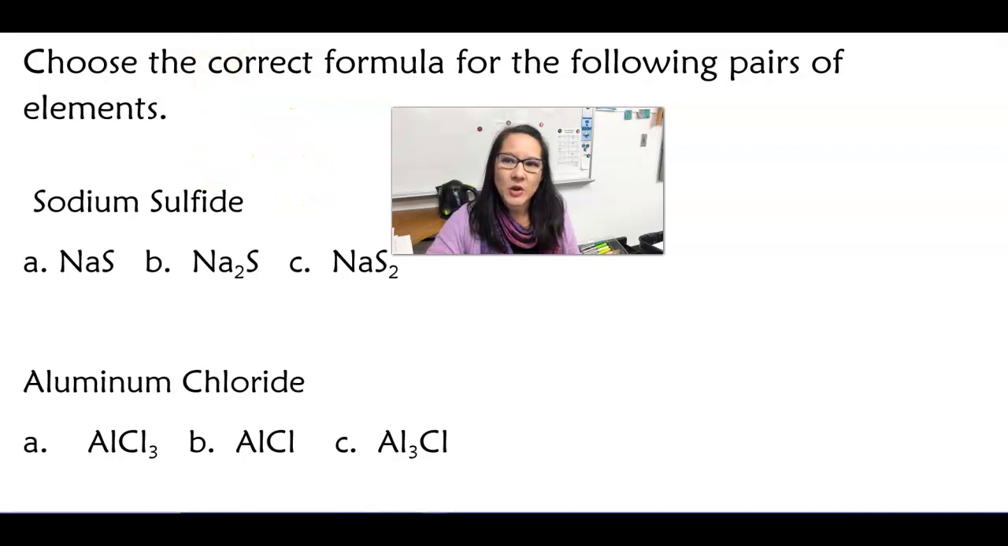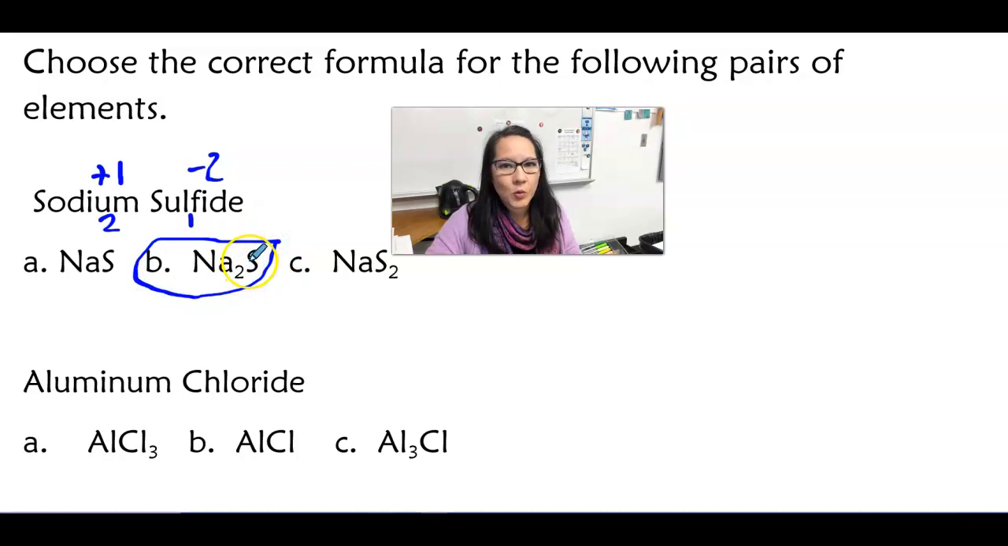If I have sodium sulfide, then the correct answer would depend on the charges of each of these. Sodium has a +1 charge, while sulfide has a -2 charge. To balance these, I'm going to need 2 sodiums for every 1 sulfide. And so the formula I choose should have 2 sodiums to every 1 sulfide.